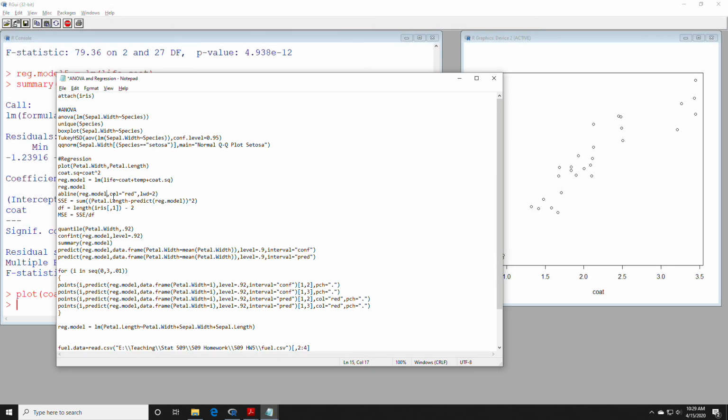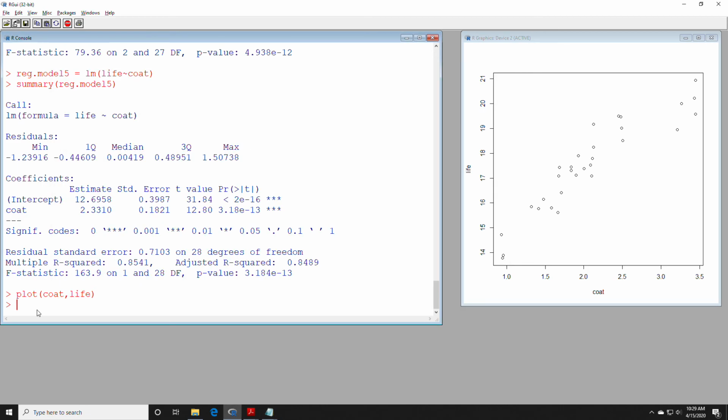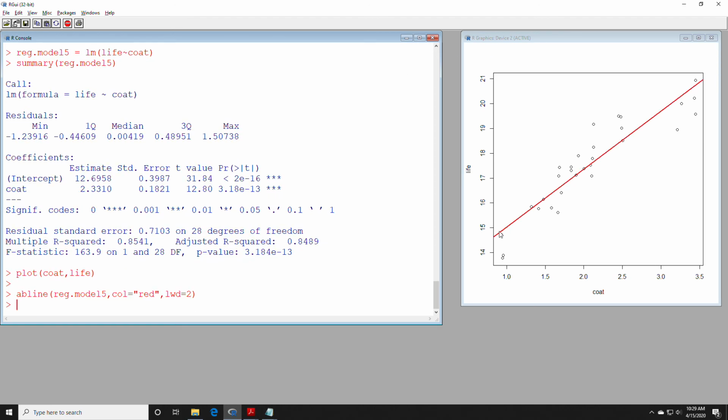And now AB line, this is reg.model 5. Since this is a simple linear regression model, I can just use this simple line here and not have to define that function that I did before. And so this is our model. To be quite honest, that doesn't look too bad, right? It doesn't look as bad as I thought. Yes, these are a little bit below, these are still pretty scattered, and we actually have one that's above the line. So that doesn't look too terrible, right?